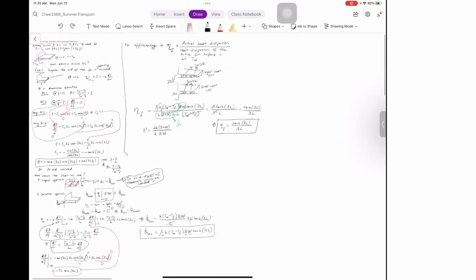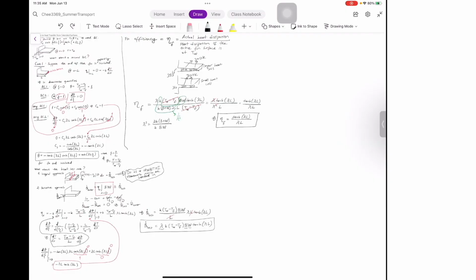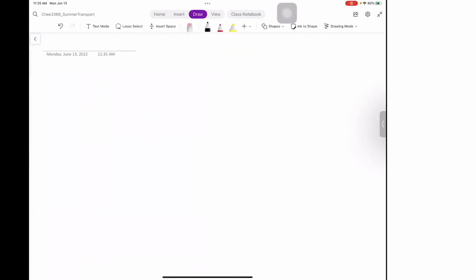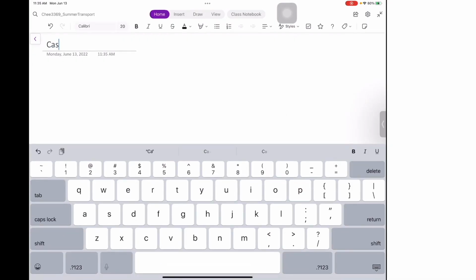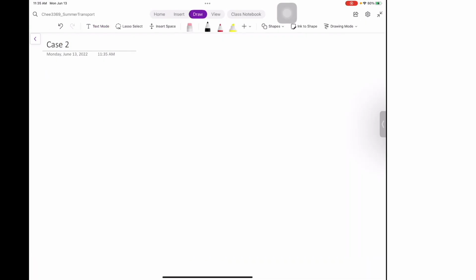Okay, so that was case 1. Any questions so far? If you don't have any questions, let's do case 2. The case that we're going to study this time is where the fin edge is not going to be perfectly insulated.